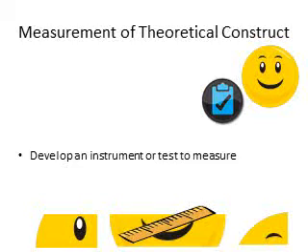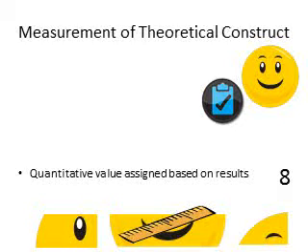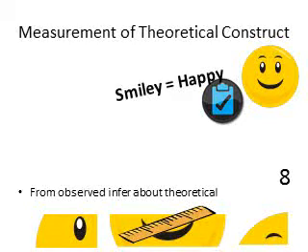Next, in order to measure, we develop an instrument or a test to measure. You can think of a psychological test, some scale for depression or happiness, or you can think of an educational test, maybe even a traditional quiz or some form of standardized testing. Then we're going to take our rule. We need to assign numbers. So we have quantitative values assigned based on some rule or systematic process. And from the observations, we're going to infer something about our theory. So for this example, we might think that the larger the smile, the more of an increase in happiness. And we would certainly go through and operationally define and measure things like smiles or raises of the brow.